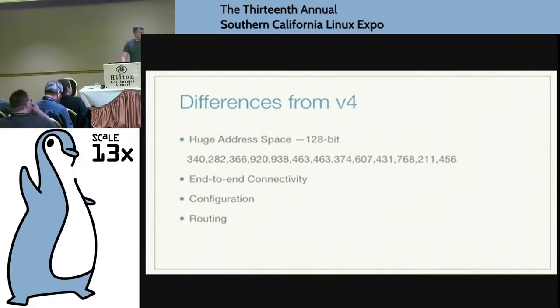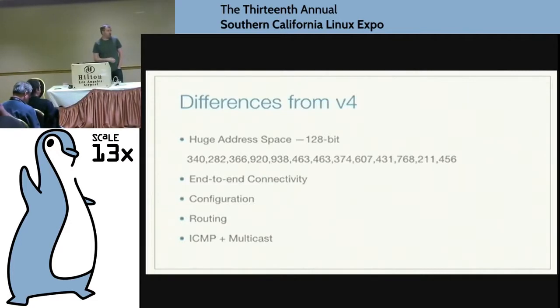Routing is a little bit different as well because the way it's configured, the way it's set up is tweaked a bit, as well as what the routers will do for you. You'll also see an increase in usage of ICMP and multicast. Those traditionally were not used in v4 networking, but for v6 they're critical components, especially at the link level.